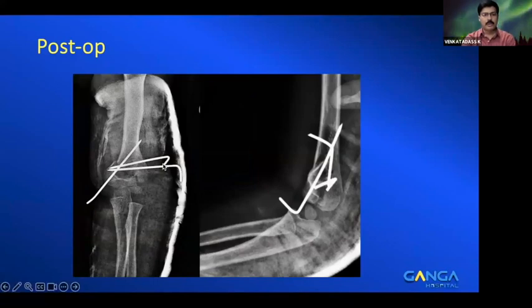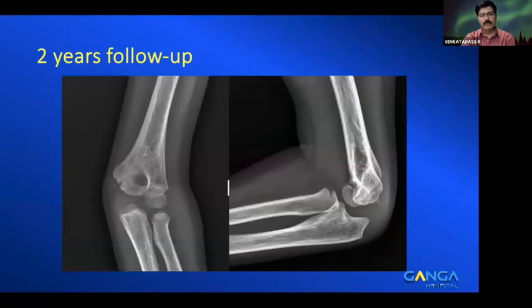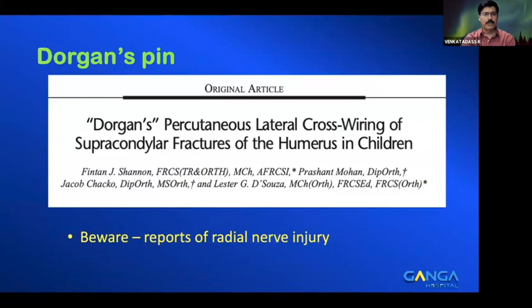So these pins are called Dorgan's pins. You come from the lateral side to stabilize the medial column. And this is the 3 weeks follow-up, and it went on to heal well without any varus collapse, and a longer follow-up of the same patient.